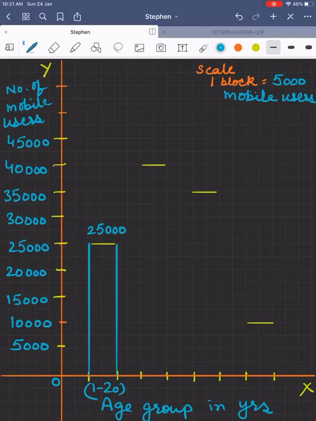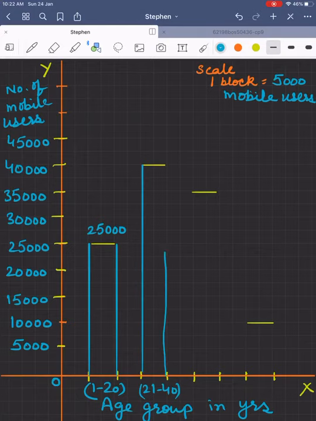Now we leave same gap as we have left in the beginning. And now in the age group of 21 to 40 years, we take the height of the rectangle up to 40,000, as the number of mobile users is 40,000 in this age group. So we write here 40,000.